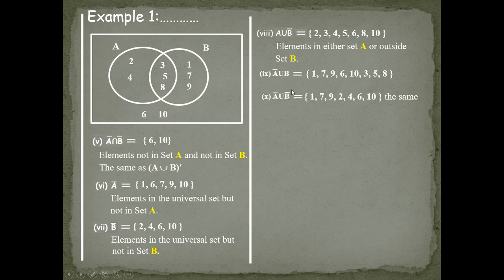Now do the same thing, shade outside set B. You come here with your pencil, the whole of this region outside set B. You shade it, and since we are dealing with the union, we shall take the entire region that is shaded, and you realize that this will be the same as A intersection B complement.